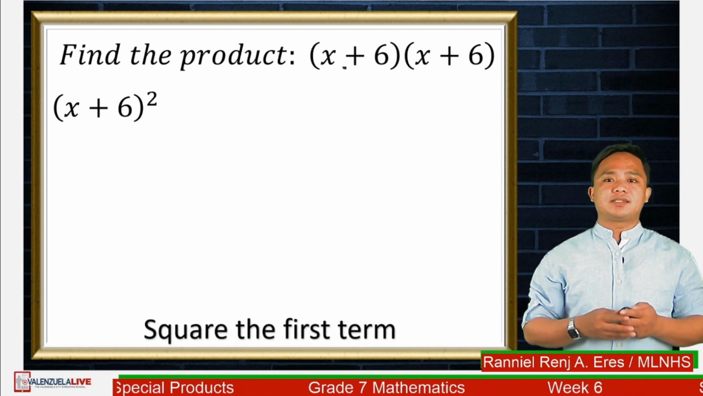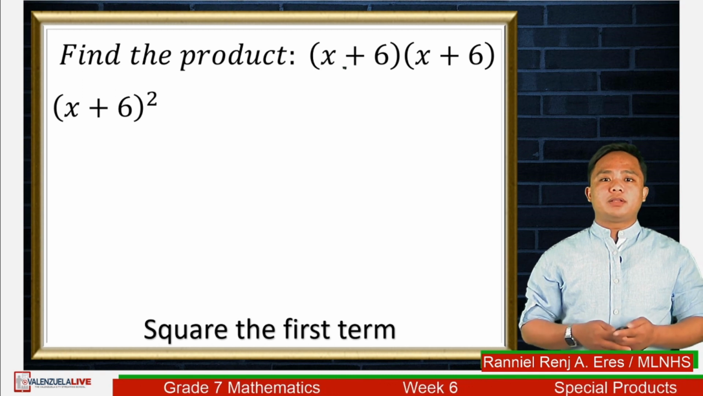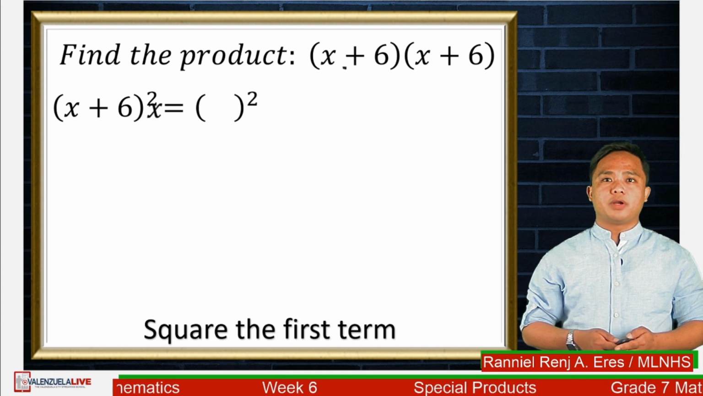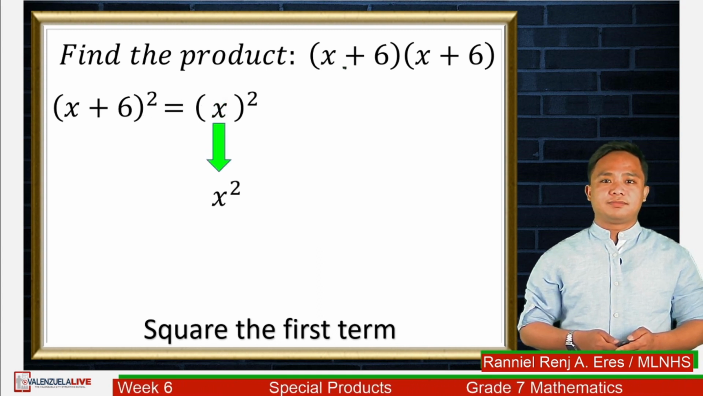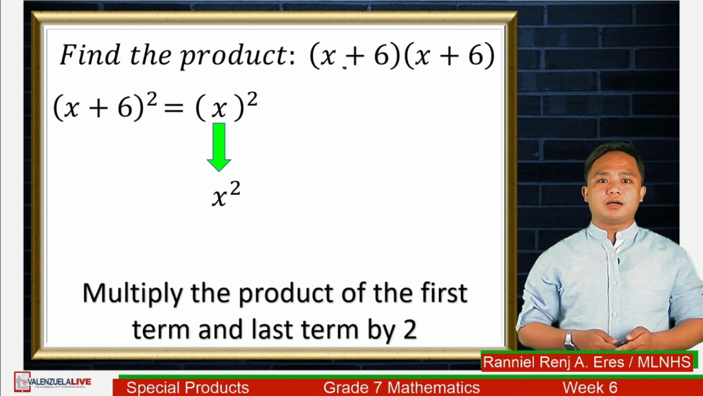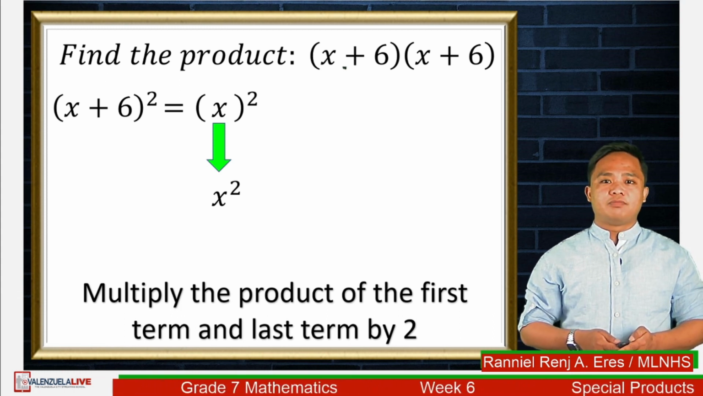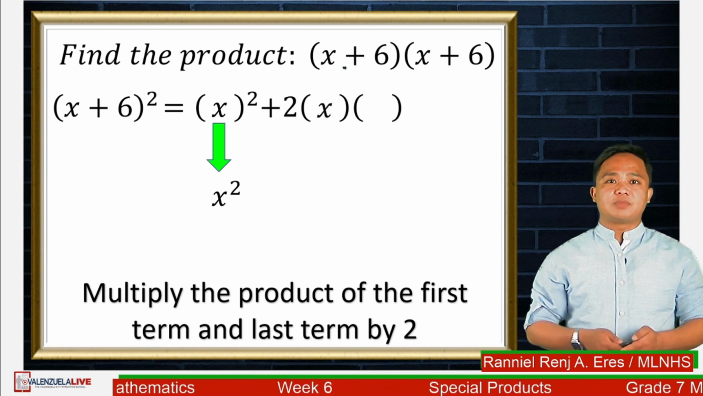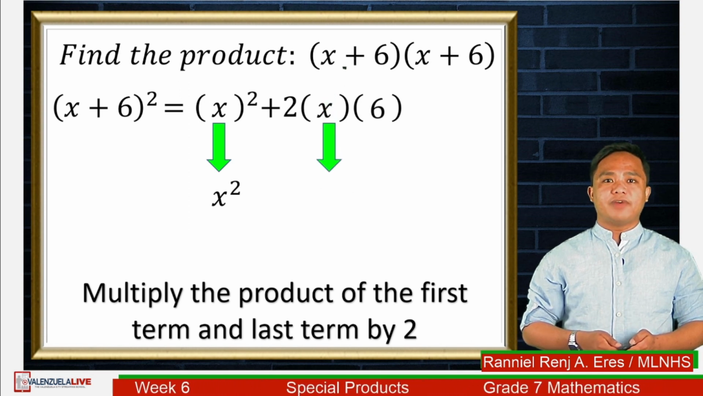So next, let's now start. We will square the first term. Okay, so we will square x and we will have x squared. Next step is we multiply the product of the first term and the last term by 2. So we have 2 times x times 6. As a result, we have 12x.